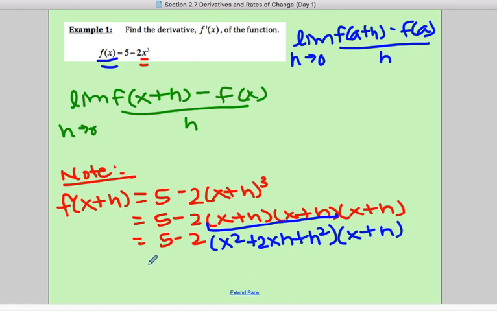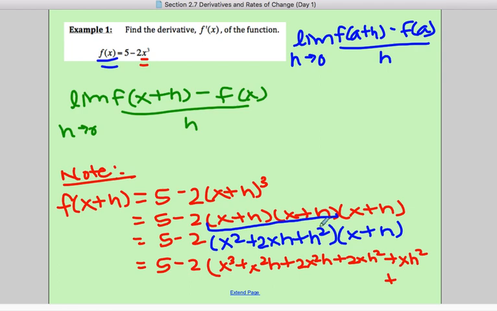Now from here, I'm just going to keep writing on this, tacking on the 5 minus the 2. And I'm going to multiply this out. I would have x cubed, plus x squared h, plus 2xh times x, so plus 2x squared h. And I'm going to take this one times this one, so now I got plus 2xh squared, plus, now I have to distribute my h squared to each part, so plus xh squared plus h squared times h is h cubed. Okay, we're getting close to almost being all the way done.